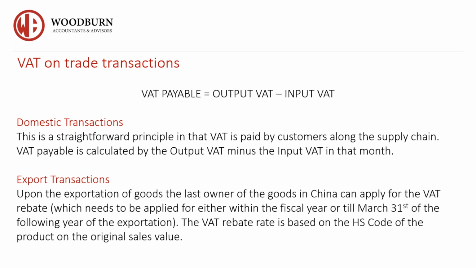Domestic transactions are the simplest because you are buying from someone and selling to someone. There is VAT allocated on both sides of that transaction, and your VAT payable will be the output minus the input. On export transactions, there is basically 0% VAT on the export, and you can also apply for a VAT rebate. You need to really calculate properly what the VAT rebate is and to which country you are exporting, particularly now with the trade war that is existing with the US.